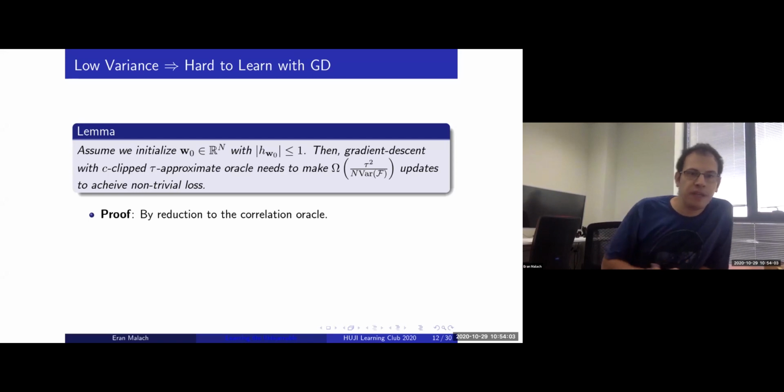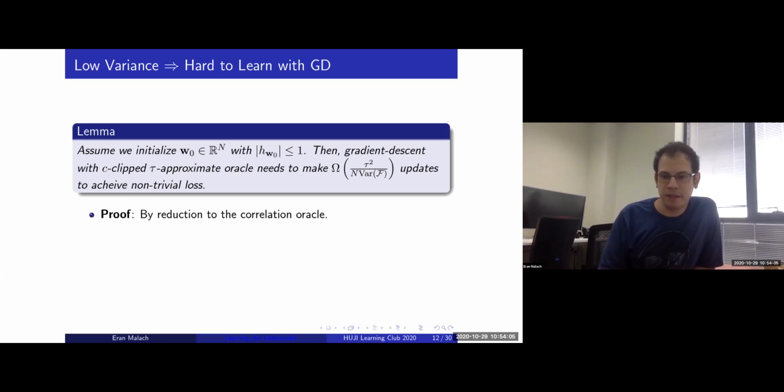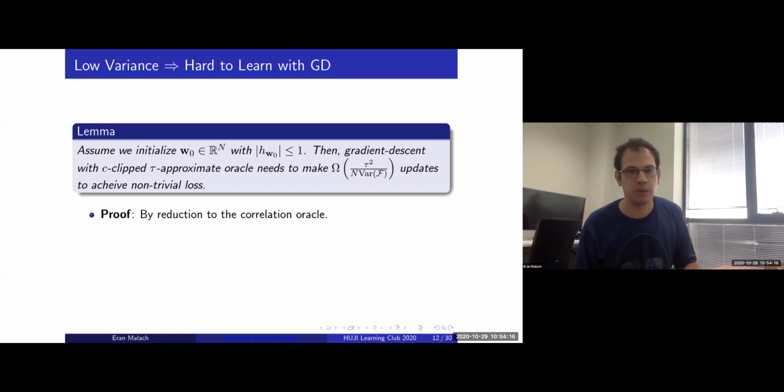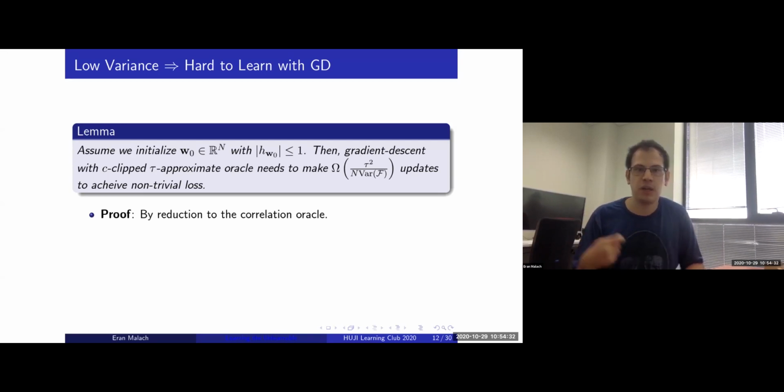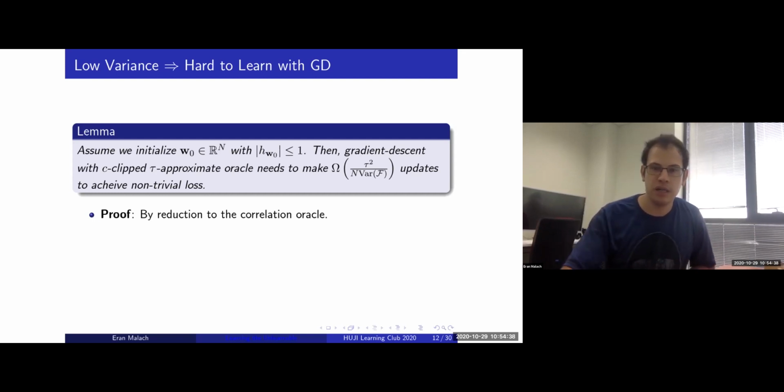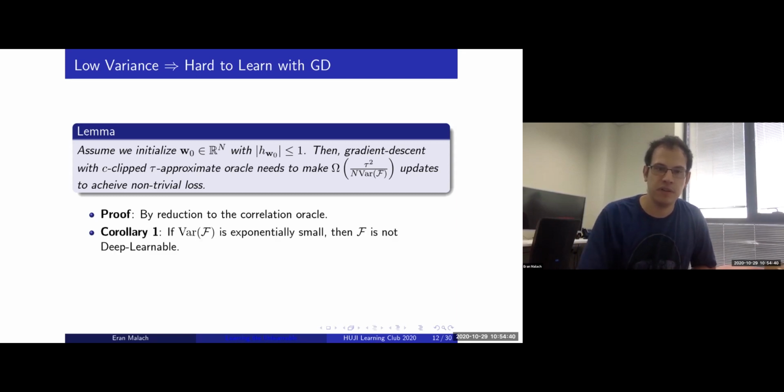So if you followed so far, you should already be convinced that neural networks are hard to learn. Again, we're just using some assumptions and a reduction to the correlation query oracle. What this basically means is that if you initialize your network in a small enough regime, then your first iterations of gradient descent will be just queries to a correlation oracle, and then you cannot learn if you make fewer than a number of steps that depends inversely on the variance of the function class.